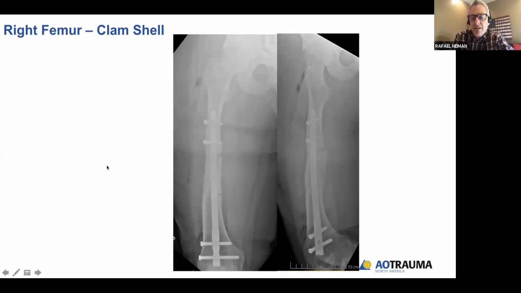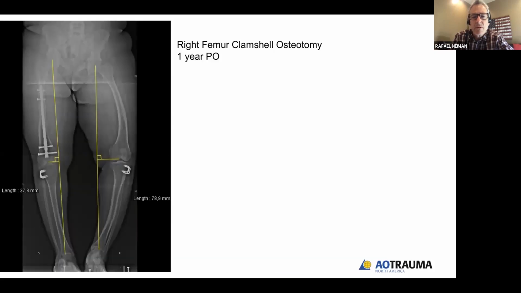If you look at the preoperative, they weren't able to get the nail as long as they wanted. And that is going to be the case with severe bowing deformities. So it's a sort of a balance for this. So the patient gets 1 year follow-up and is doing well.